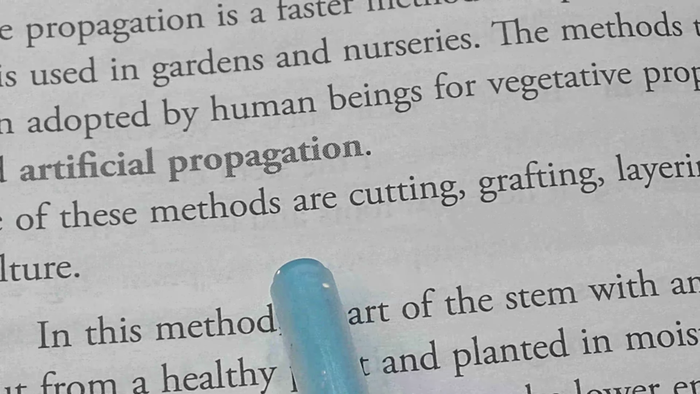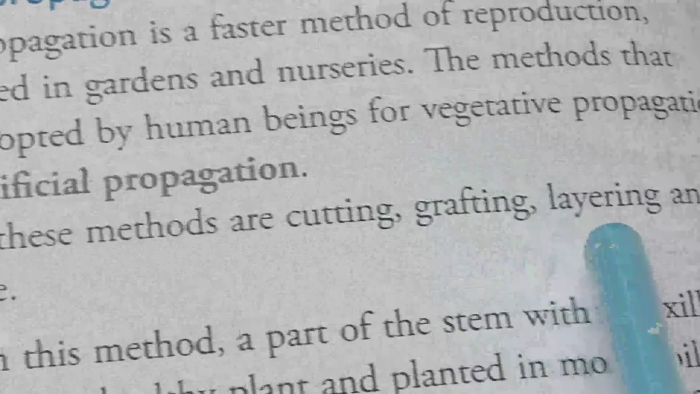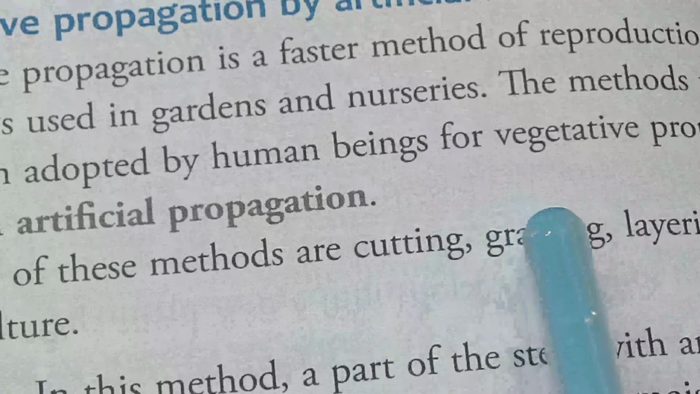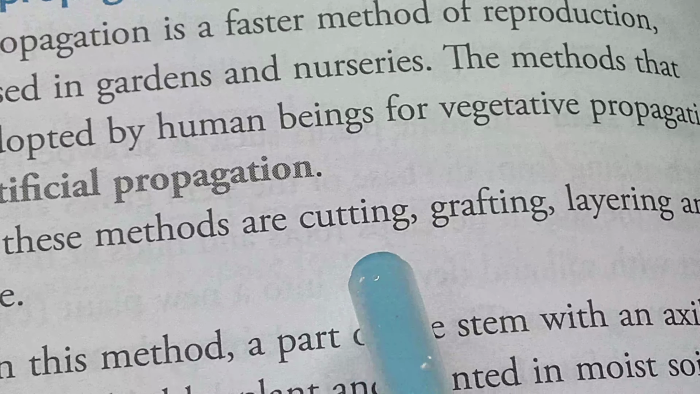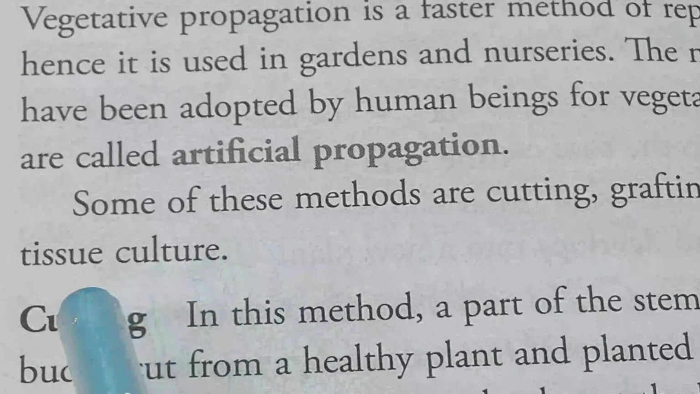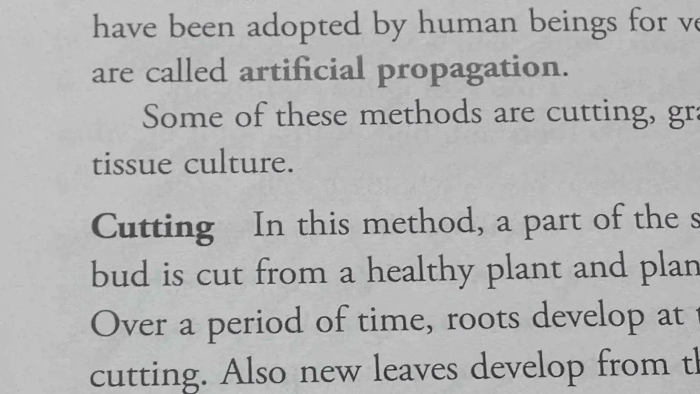Some of these methods are cutting, grafting, layering, and tissue culture. So these are the processes by which artificial propagation happens. They are cutting, grafting, layering, and tissue culture.